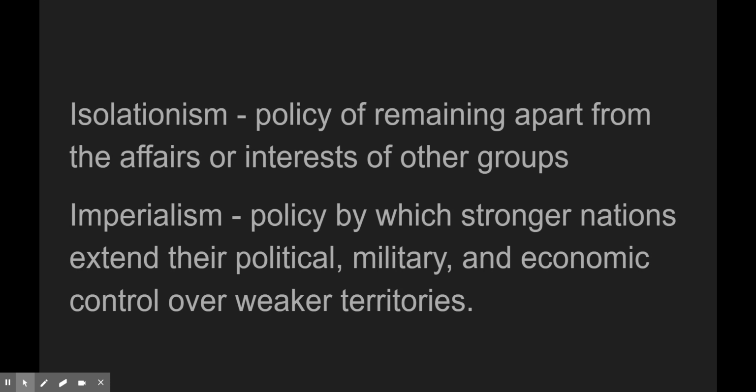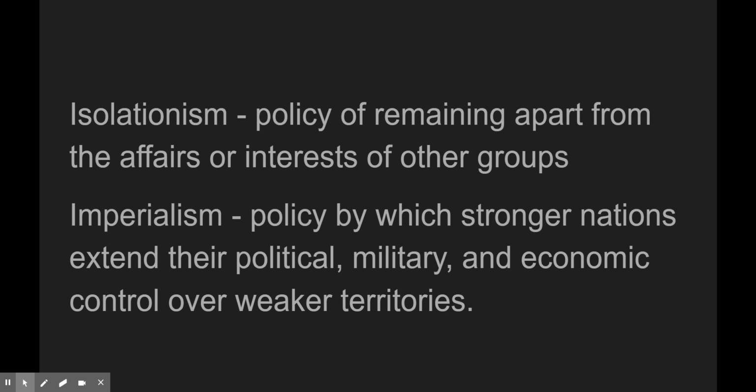But enter the end of the 1800s. Imperialism starts to catch on here in the United States. And here's a really good definition. I promise this will be on your Unit 4 test. Imperialism: a policy by which stronger nations extend their political, military, and economic control over weaker territories.